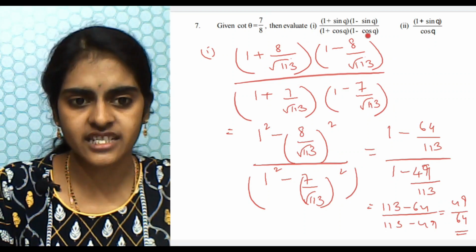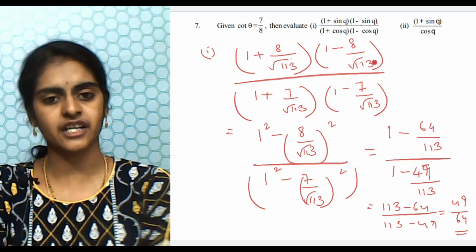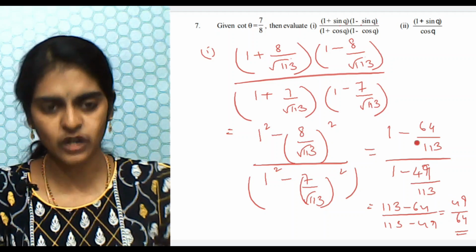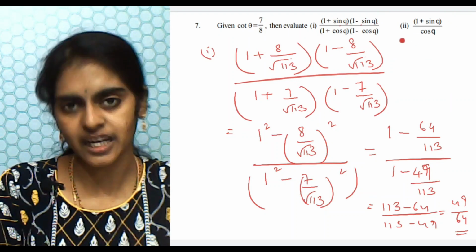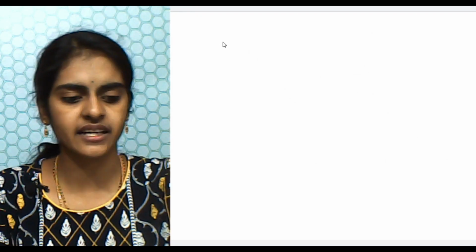What is this value? 1 plus sin theta into 1 minus sin theta divided by 1 plus cos theta into 1 minus cos theta is this value. Now let us find the second bit. Just see what the second bit is.